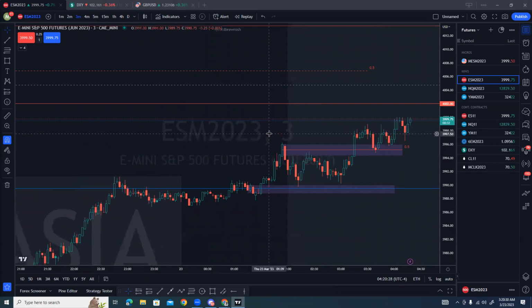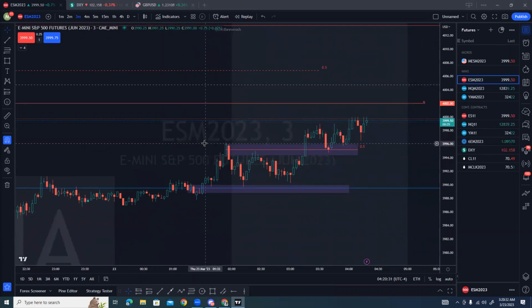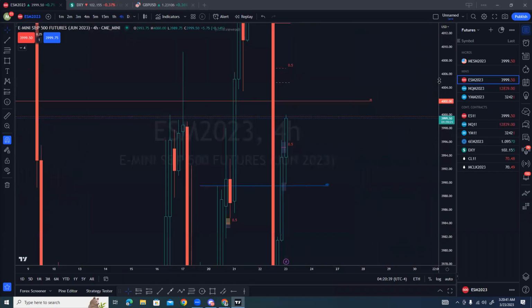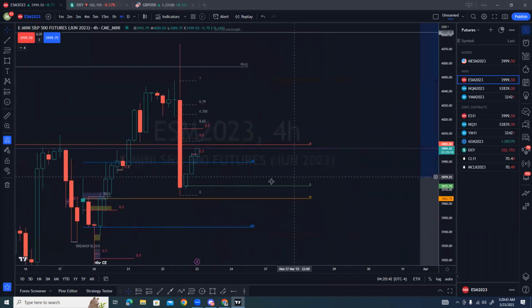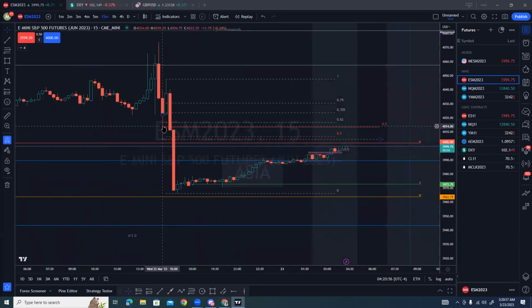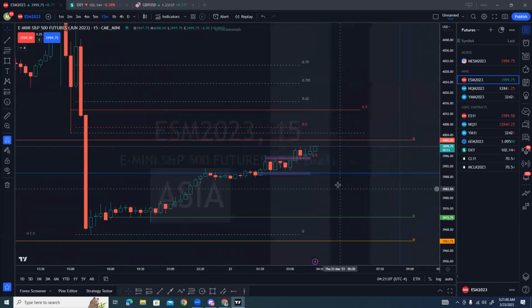Let's go 4-hour. Still got too much going on up in here. So consequent encroachment, that's structure, and then we've got the fib now. I think we're okay.